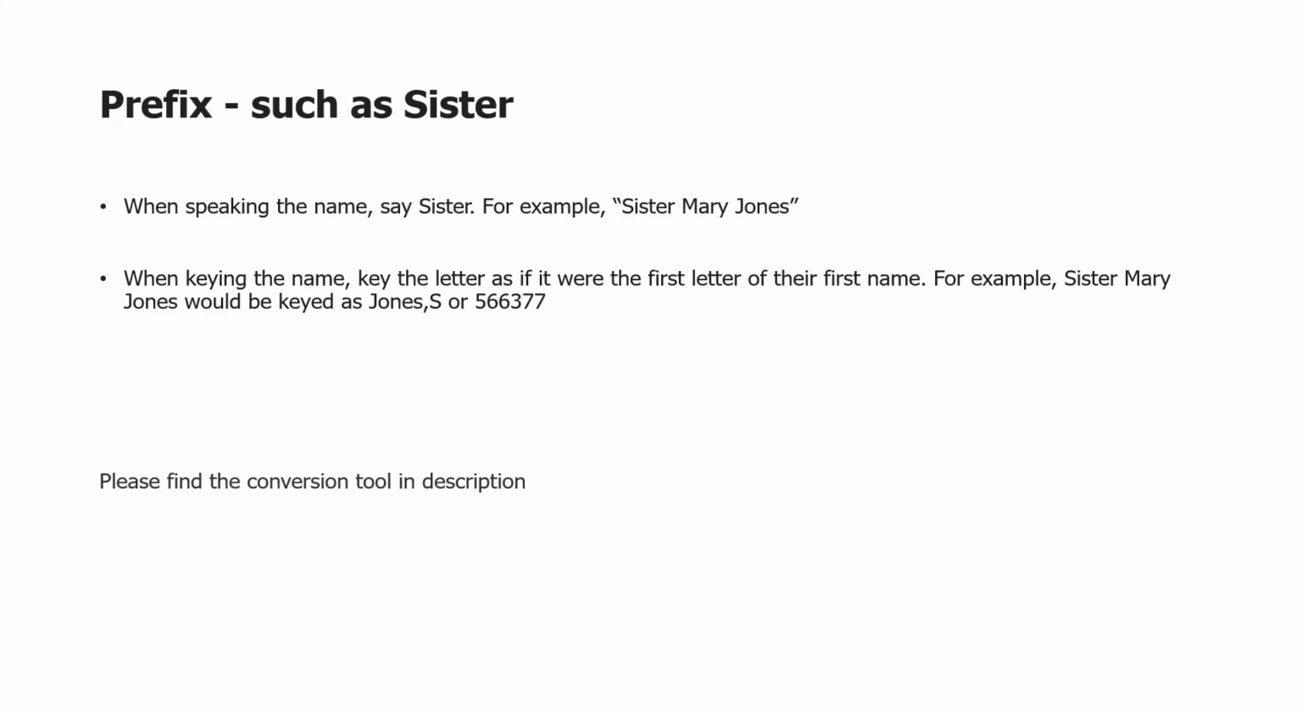When speaking the name with sister, you can say sister. For example, Sister Mary Jones. When keying the name with sister, key the letters as if it were the first letter of their first name. For example, Sister Mary Jones would be keyed as Jones S, or 566377. Please find the conversion tool in the description.